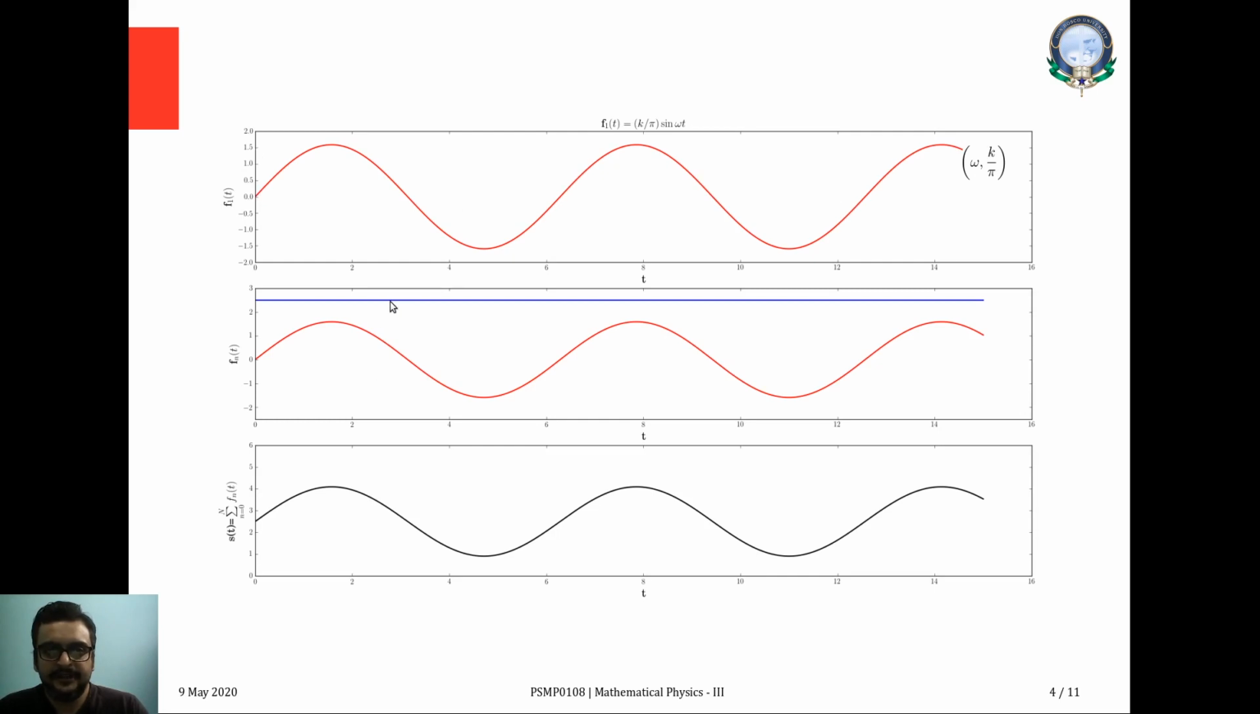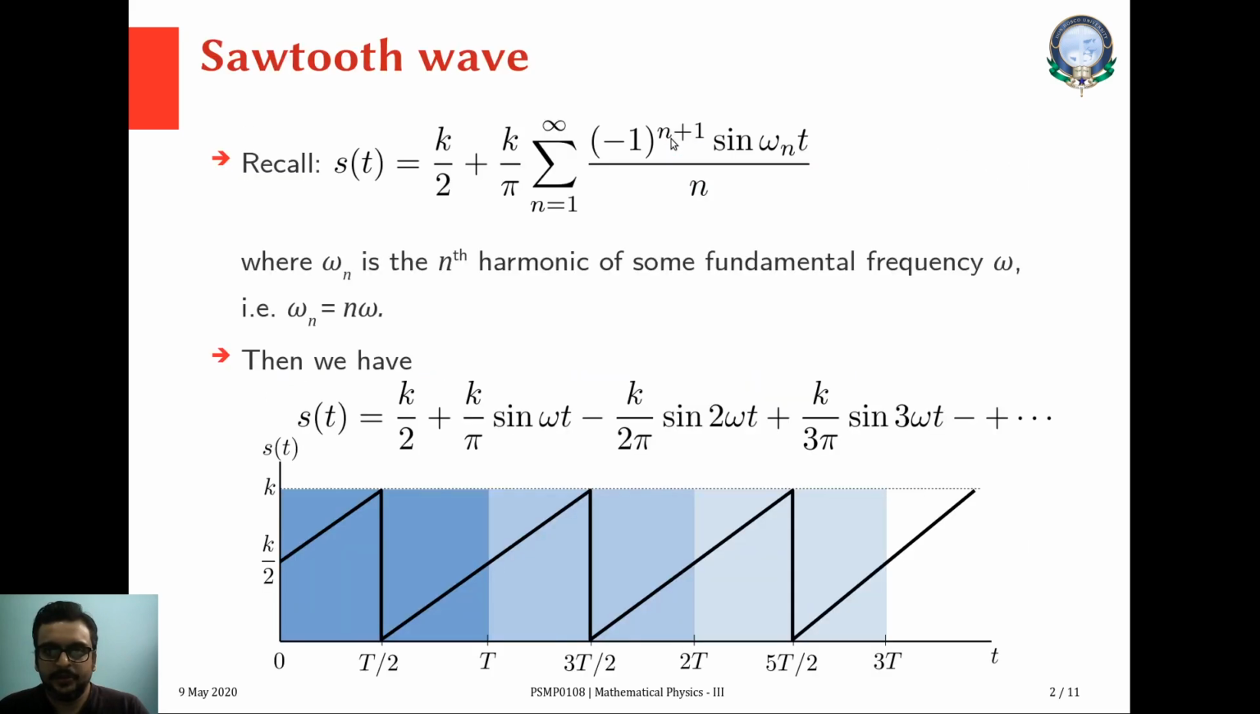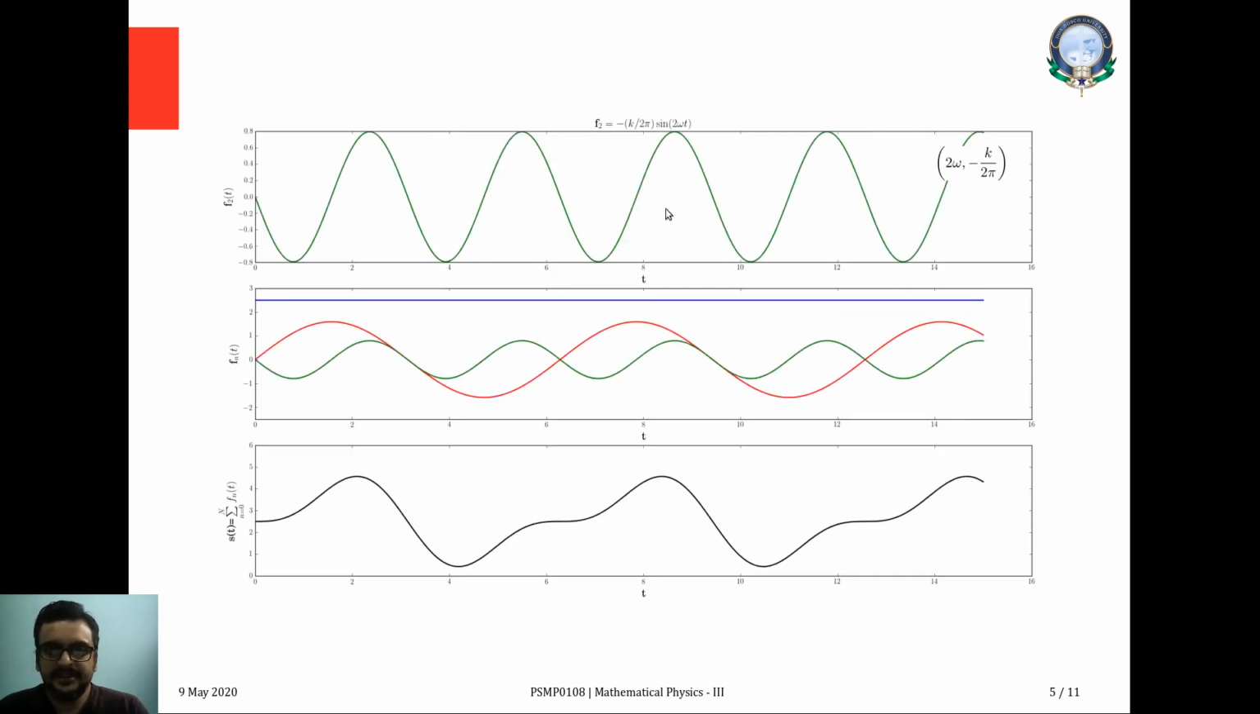So here we have the first, previously we had one wave which was a constant, right? And the second one is this one. So right now we have only these two functions, and when I add these two functions, I'll get the result to be something like this. Now we bring one more term. The next term is minus k by 2 sine twice omega t, that is this term. We bring this also into the mix.